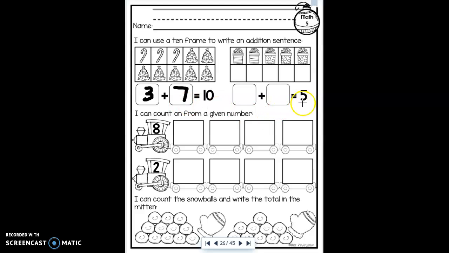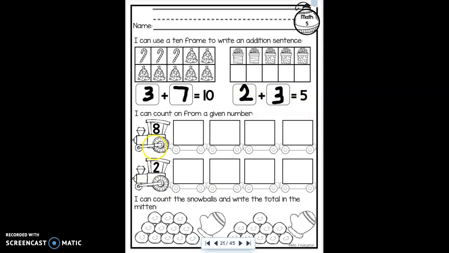Over here, I'm only making 5. Half my 10 frame is empty. I'm not making 10. I'm not going to fill this up. I'm just going to count how many different things I have to make 5. 1, 2, 3, 4, 5. That's the number I'm making. So I have the presents with stripes and the presents with polka dots. There are 1, 2 stripy presents and 1, 2, 3 polka dotted presents. 2 plus 3 equals 5.